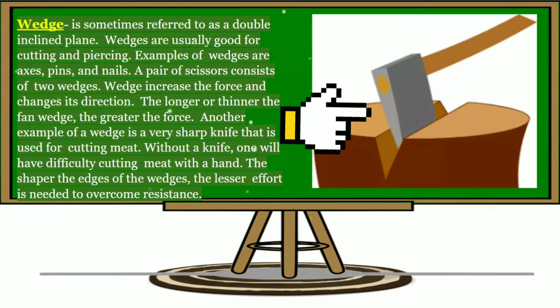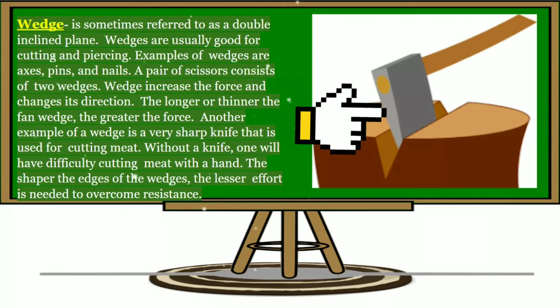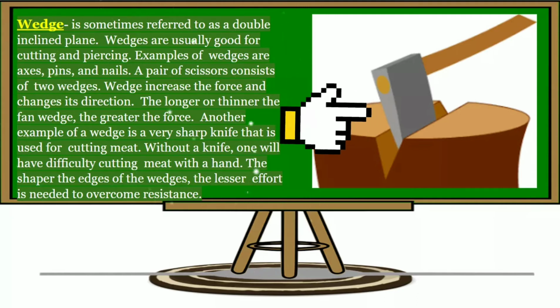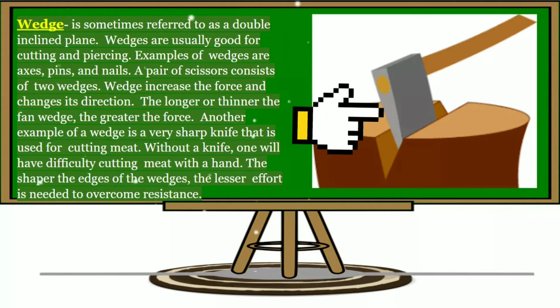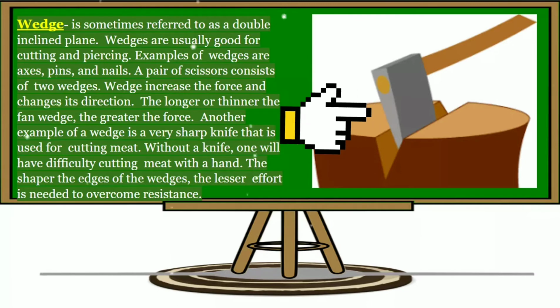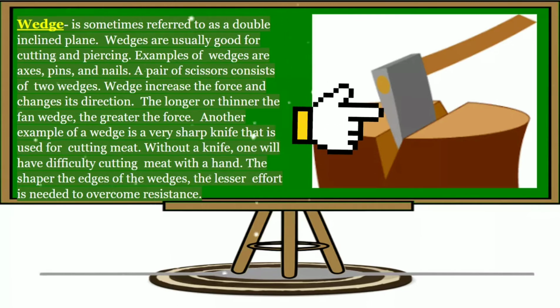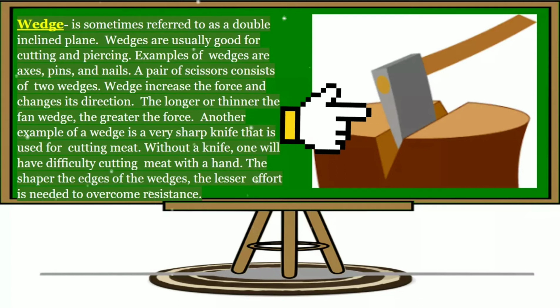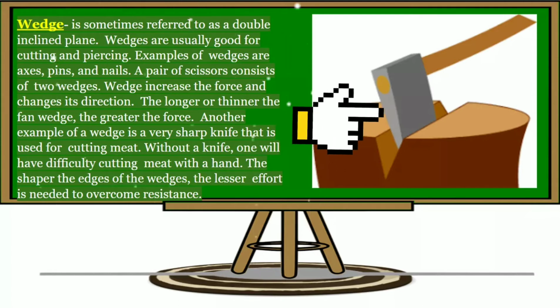Wedge is sometimes referred to as a double inclined plane. Wedges are usually good for cutting and piercing. Examples of wedges are axes, pins, and nails. A pair of scissors consists of 2 wedges. Wedge increases the force and changes its direction. The longer or thinner the wedge, the greater the force.